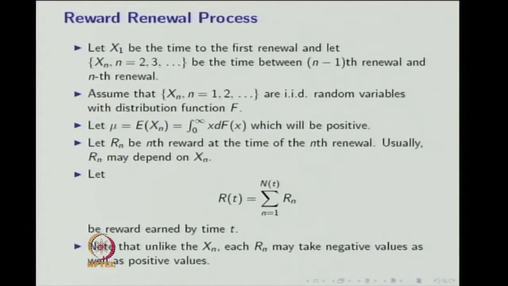What is a reward renewal process? Let X1 be the time to the first renewal, and let Xn be the time between the (n-1)th renewal and the nth renewal, the same definition which we have used for the renewal process. Also assume that the Xi's are IID random variables with CDF F of x. Since the Xi's are the inter-arrival times, the mean exists and it will be positive.